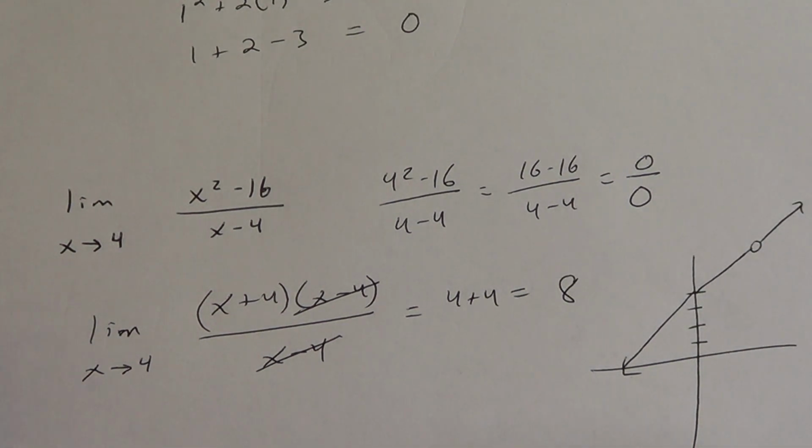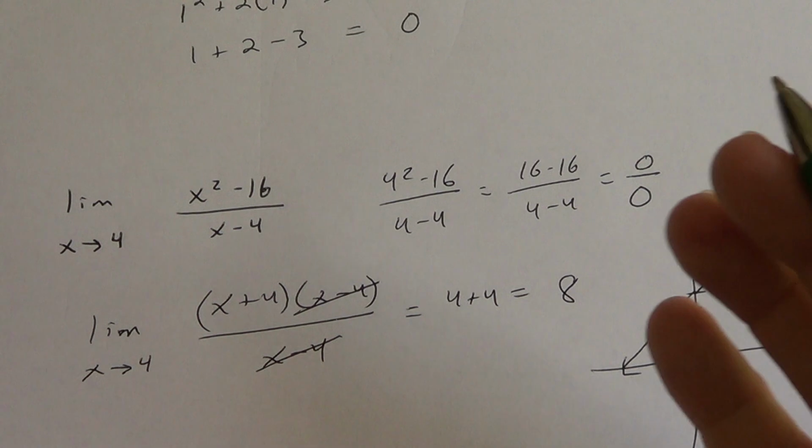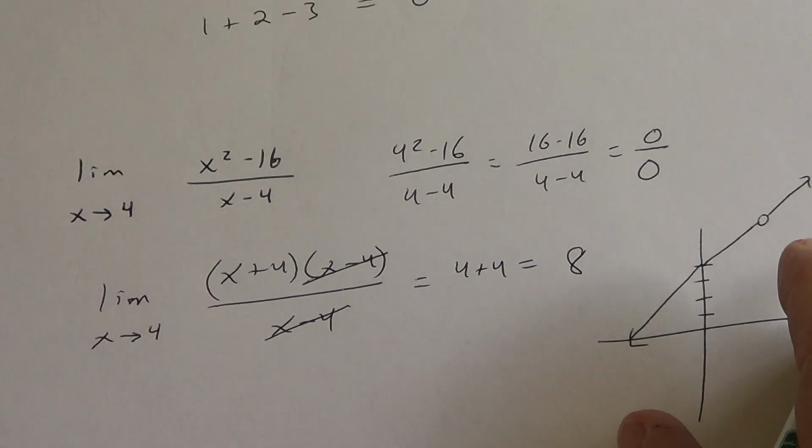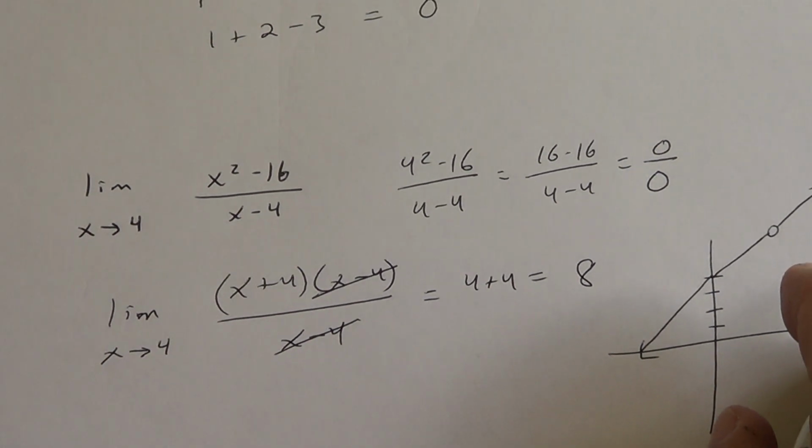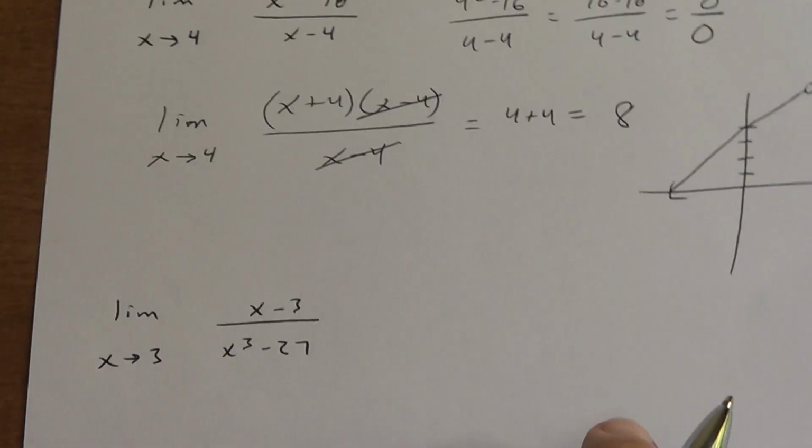Or it's getting close to 8 if you want to talk about it in that way. But 0 over 0, very common thing in calculus. Let's take a look at another one where we get that.